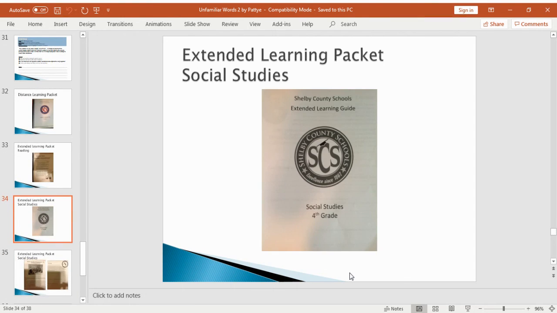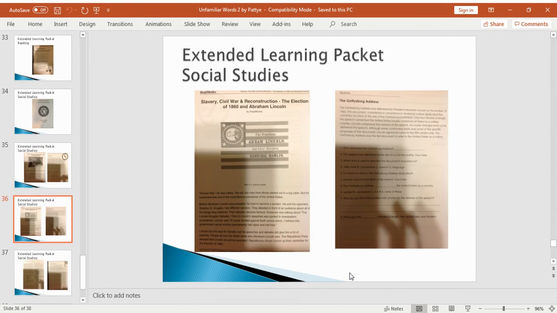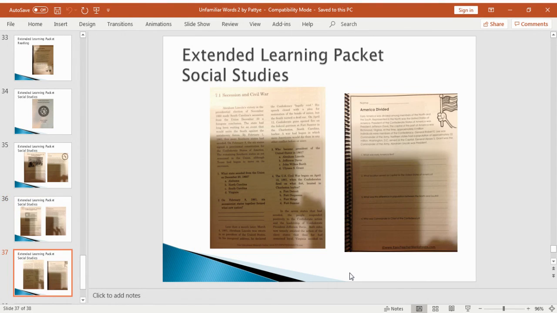Also, in your extended learning package in social studies, you are going to be reading a few short passages and answering questions. First, you will read Slavery, Civil War, and Reconstruction, the Underground Railroad, the South, Slavery, Civil War, and Reconstruction, the Election of 1860, and Abraham Lincoln. You're going to read the Gettysburg Address. You will read Secession and the Civil War and America Divided.